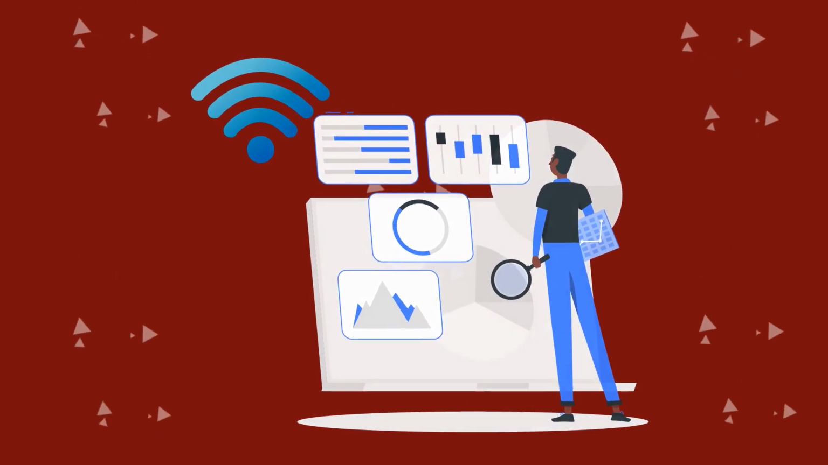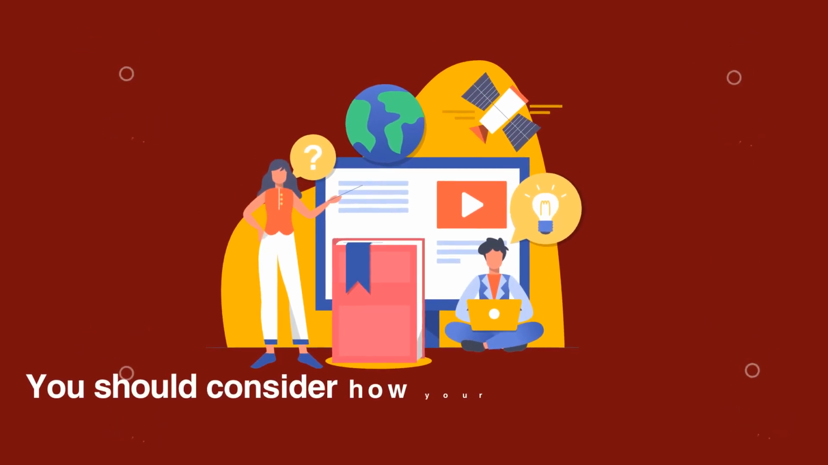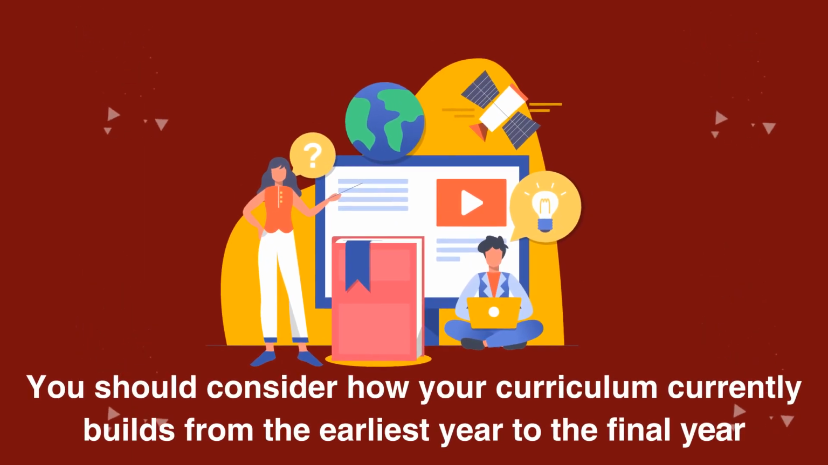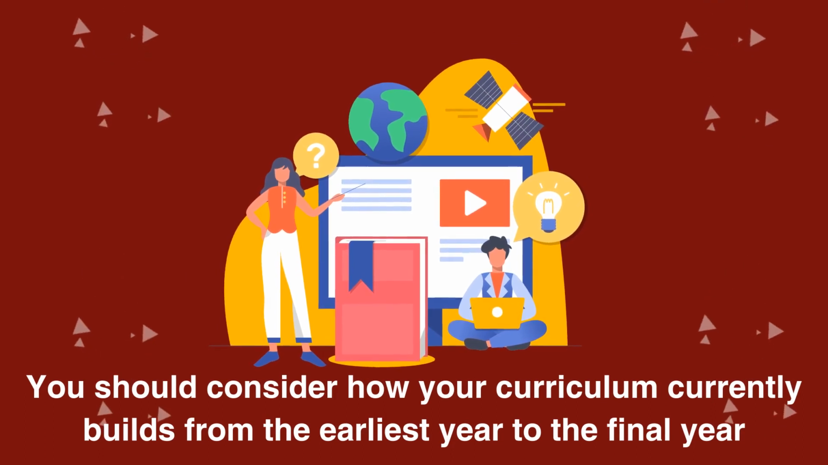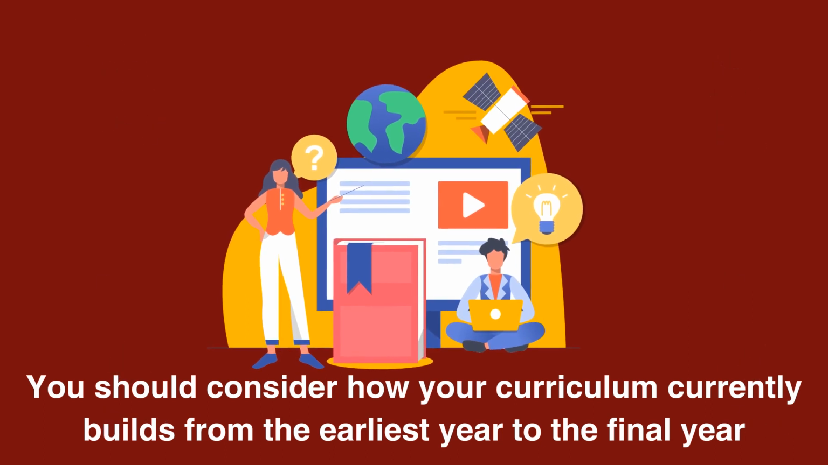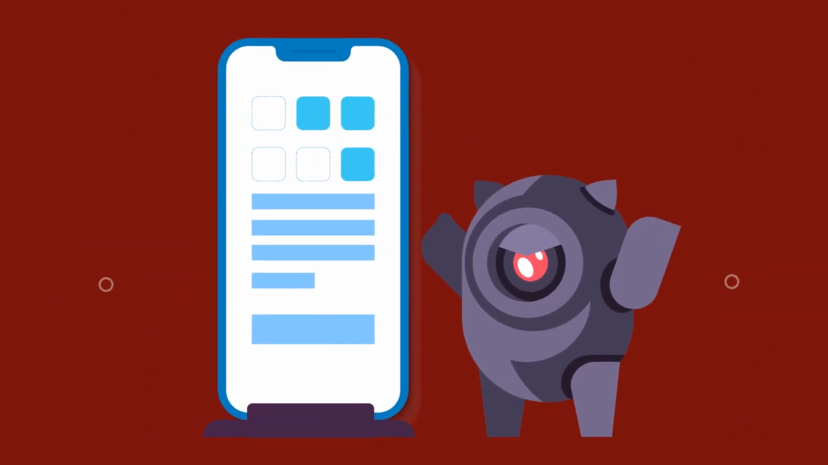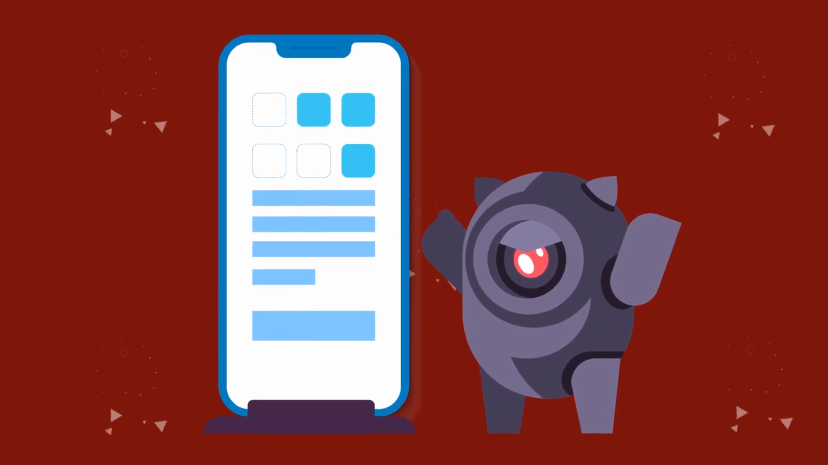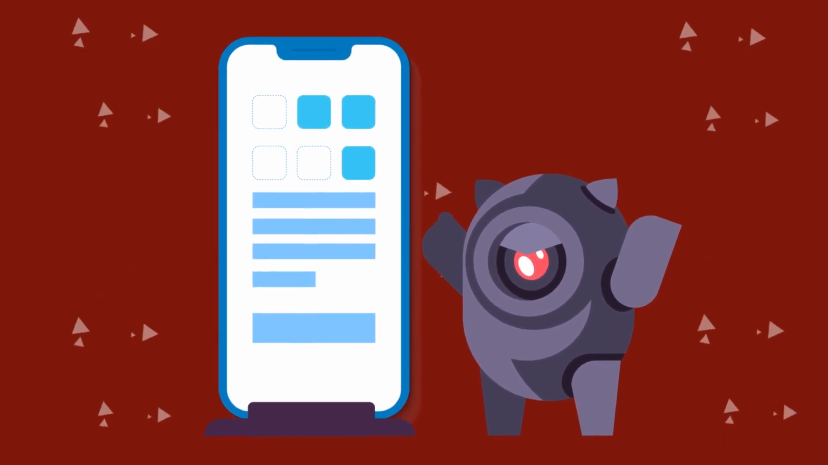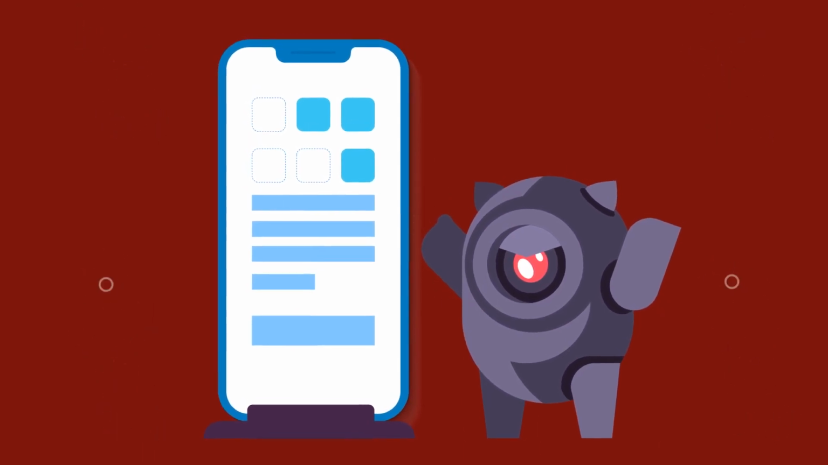Although your ultimate goal is to get technology used across the school, you should consider how your curriculum currently builds from the earliest year to the final year. Are your pupils receiving dedicated ICT lessons? And what is covered in these lessons? Is there a deep continuity of coverage from primary to secondary? Are extracurricular clubs available for more advanced areas like app design or robotics? Where do pupils say that they are getting the most benefit from their experience of technology?